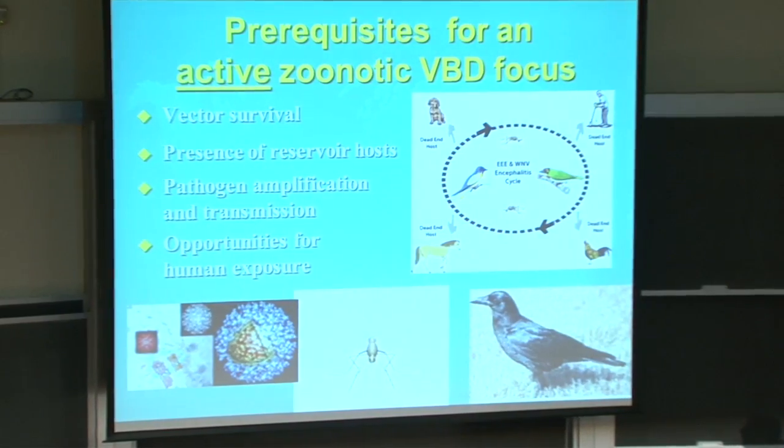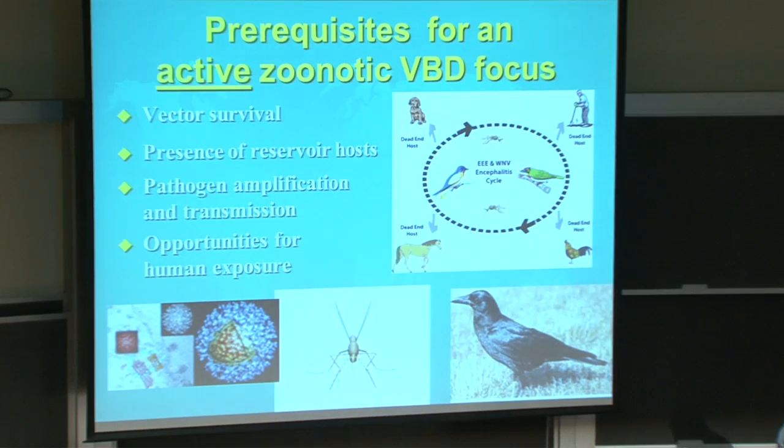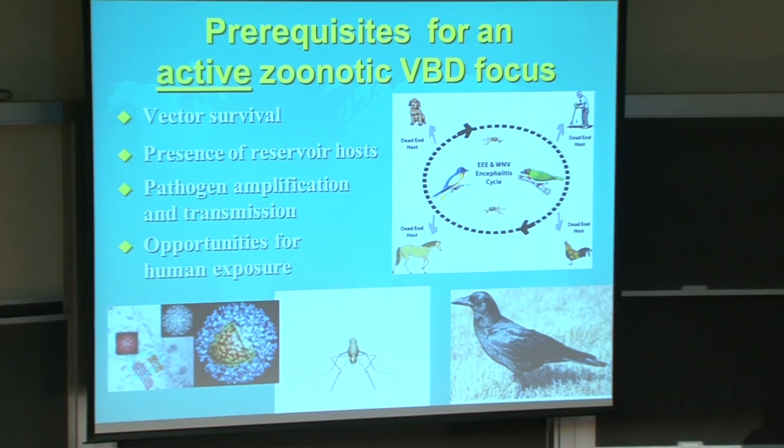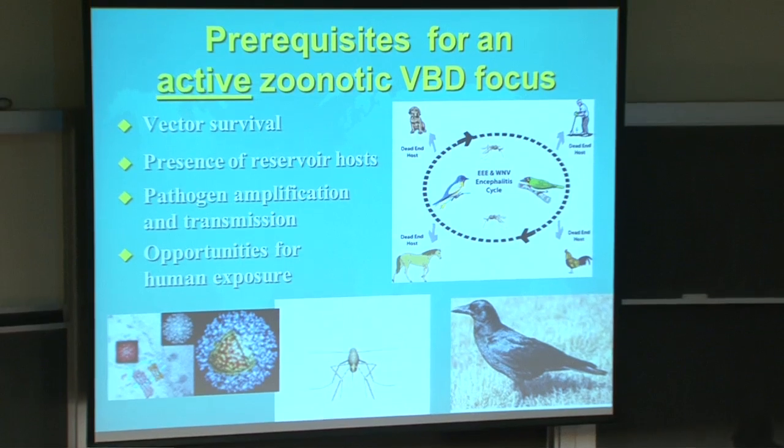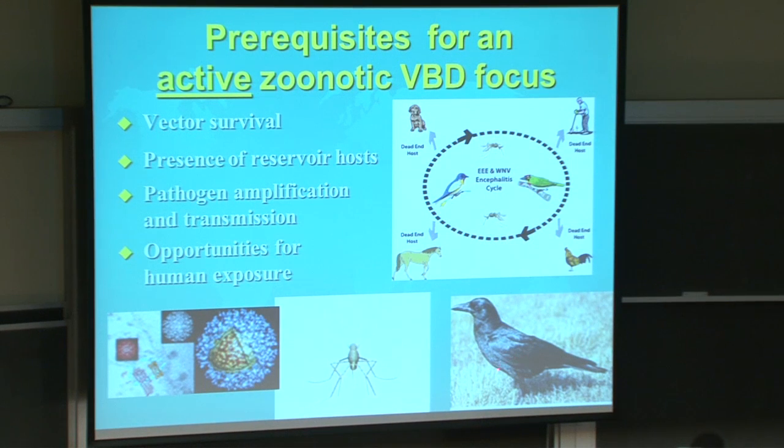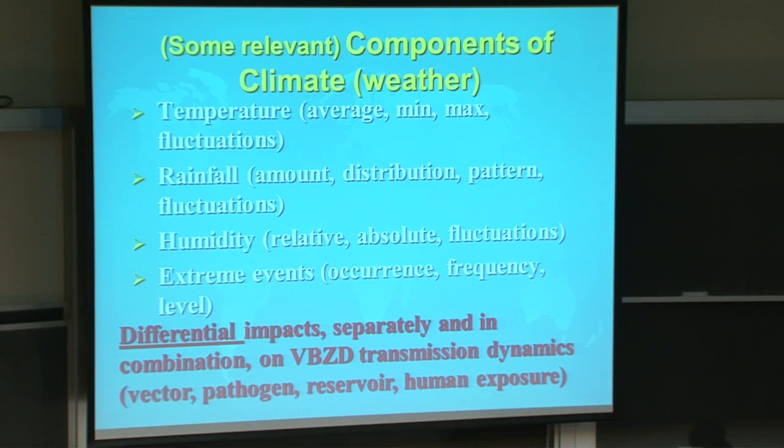And all of them share the fact that for transmission to occur to humans, four things have to happen. The vector has to survive, the reservoir host has to be present, the pathogen has to be amplified, and finally there have to be opportunities for spillover for transmission to humans or domestic animals or wildlife of interest. And for all those to take place, it's not that easy. And when we want to talk about what is necessary for it to occur as far as climate goes, a lot of things have to come together for successful transmission to take place.